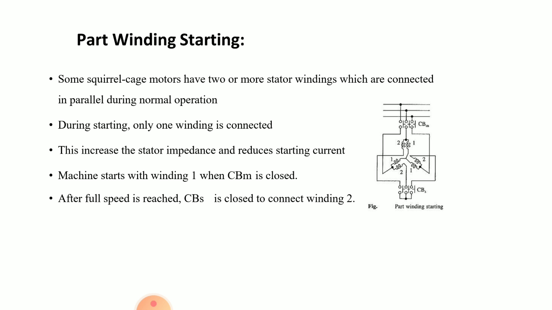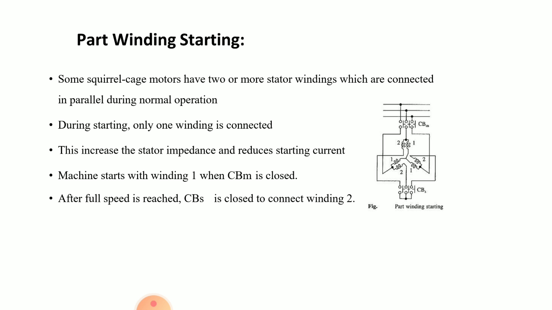Next one is part winding starting. Some squirrel cage motors have two or more stator windings which are connected in parallel during normal operation. In the figure, you can see that there are two windings for each phase, marked as 1 and 2. During starting, only one winding is connected. This increases the stator impedance and reduces the starting current.